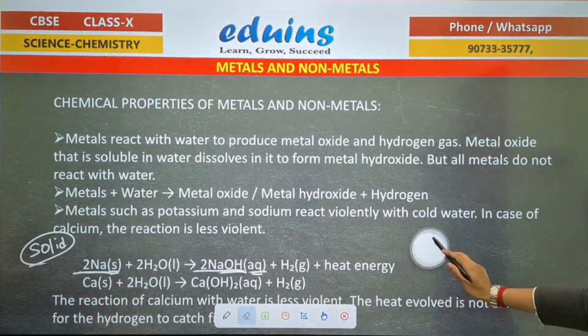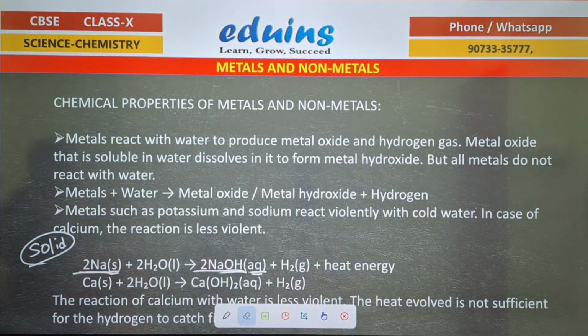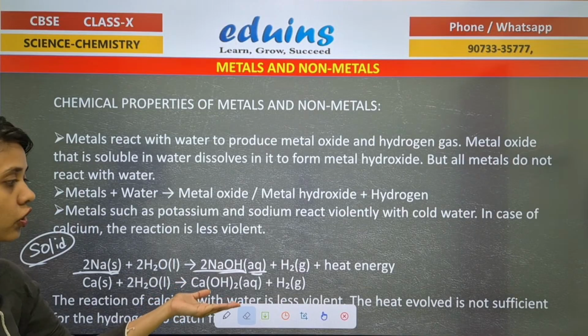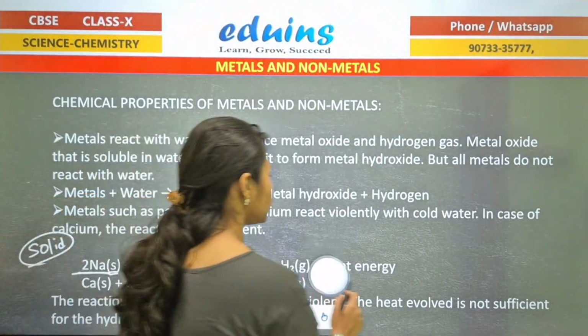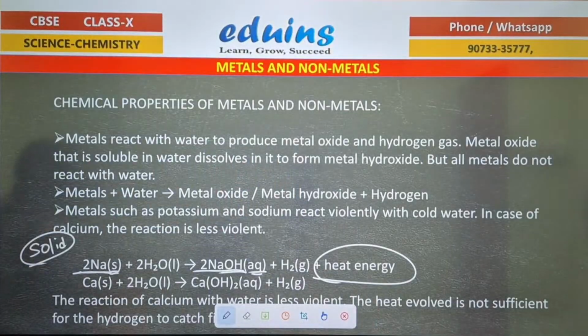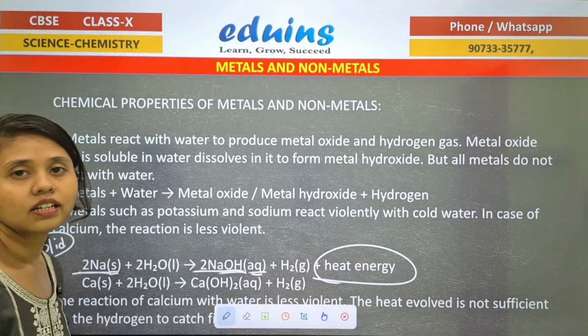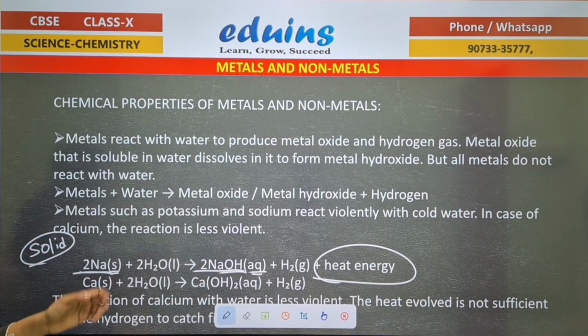Now, so 2Na plus 2H2O, this reactant produced 2NaOH in the aqueous solution plus H2, that means hydrogen gas, and heat energy. And heat energy. So is this endothermic or exothermic? Please do comment. This is endothermic or exothermic? This is a question for you. Okay, is this an endothermic or an exothermic process?